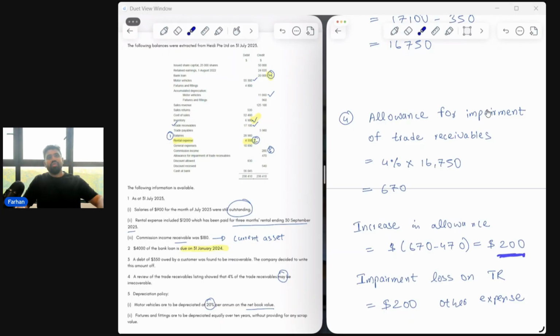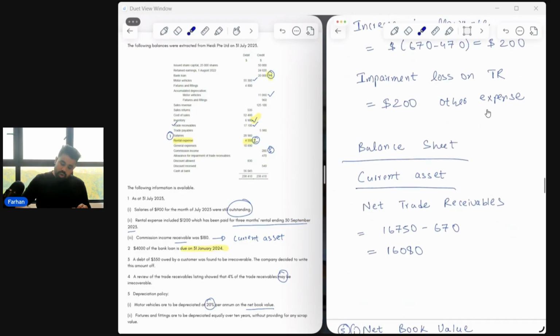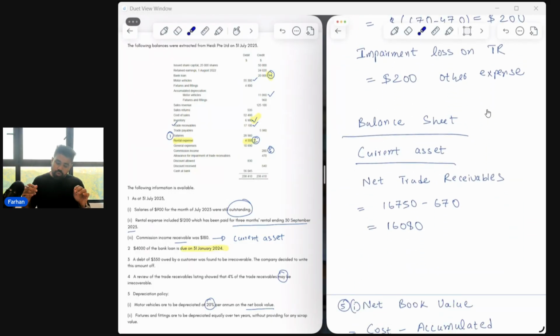Whenever there's an increase in allowance for impairment, does that not indicate an excess risk that is coming into the business? Because now there is a chance that more of the credit customers are unable to pay. So obviously, as a business, we may suffer some losses, right? Therefore, we can say that we have an expense, which is an impairment loss on trade receivables, and that is $200, to be reported in the other expense section in your statement of financial performance or the income statement.